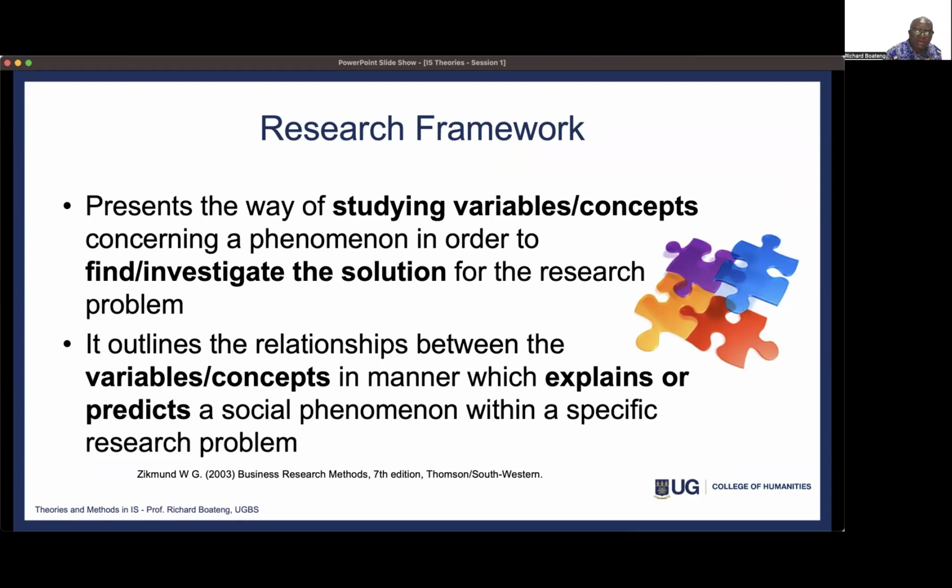It will outline the relationships between the variables in a manner that explains or predicts the social phenomenon within a specific research problem. So if I'm carrying out research and I've got a framework, the framework will tell me how it actually tries to address the issue. So if I say employee absenteeism, I may end up saying that when we have high employee absenteeism, it will lead to an increase in employee productivity, because I'm looking at the relationship between the two.